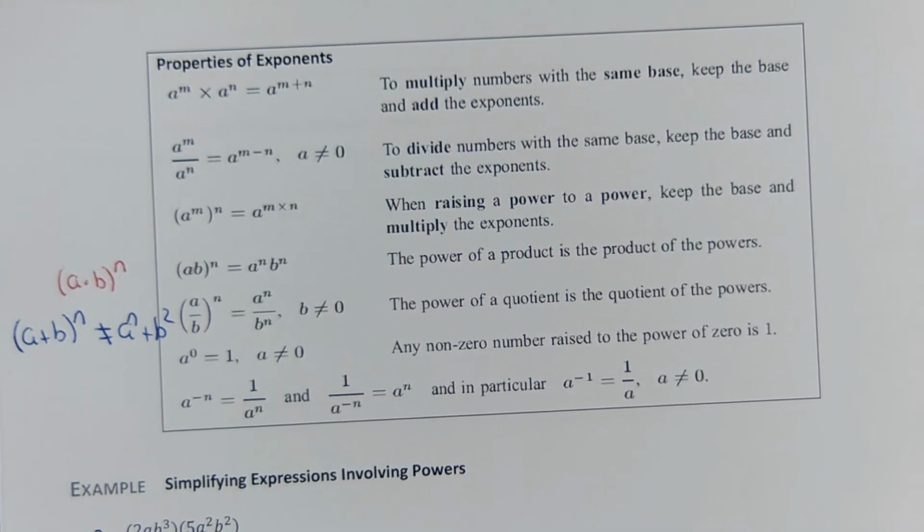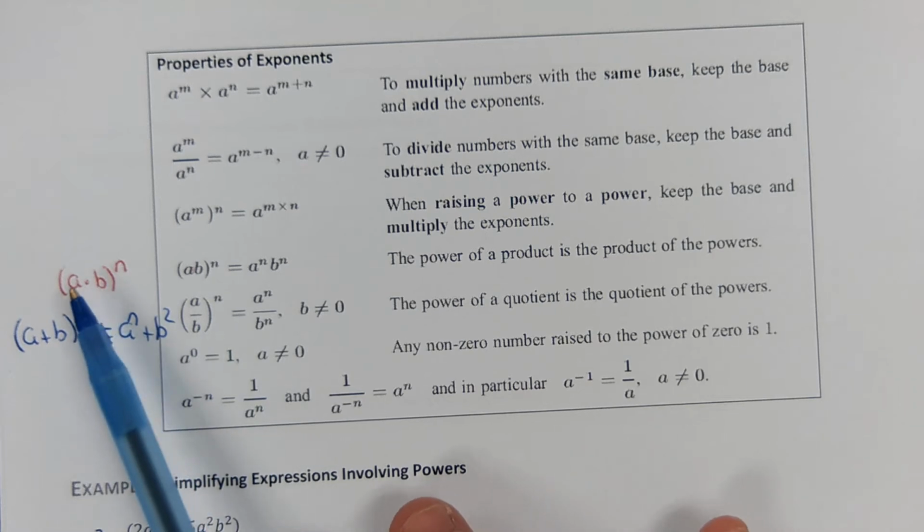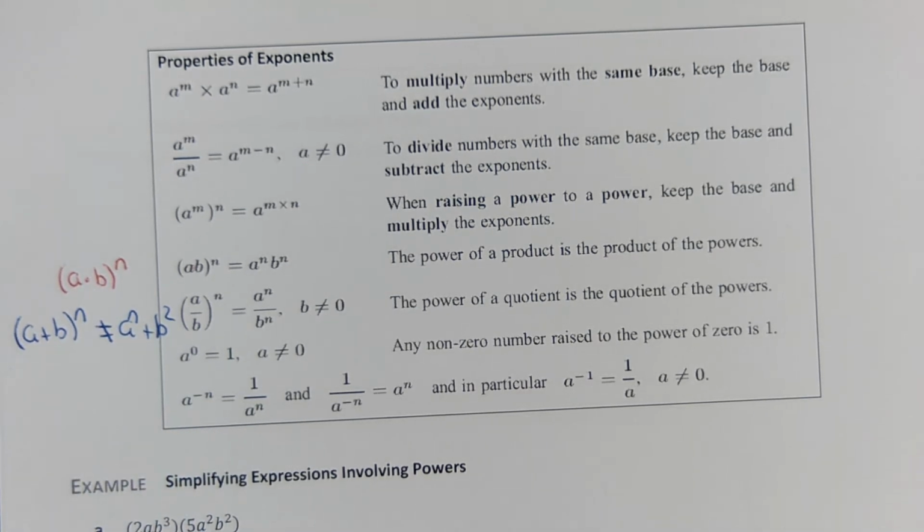And if you don't believe me, you're welcome to pick a number for A, B, and N. Stay away from ones and twos because they do weird things. And you'll see that it's not true. Okay. Now that won't stop a lot of you from trying. I see my IB students do it all the time. I'm like, you gotta be kidding me. How many times have I told you you can't do that? Okay. So it only works when there's multiplication between the bases or objects inside the parentheses.